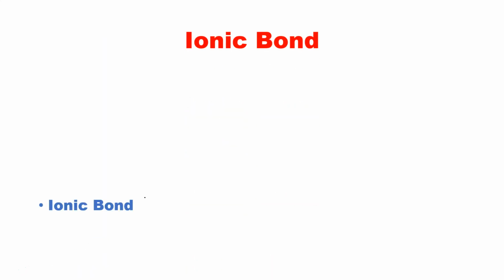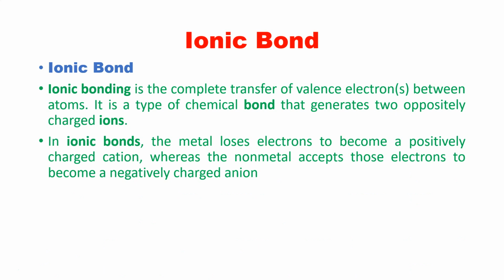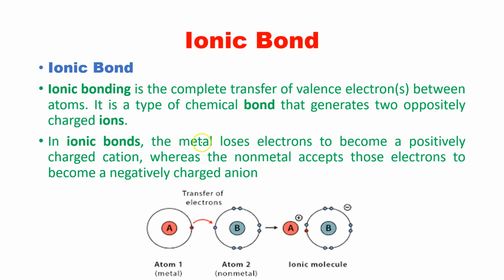Now the last bond, that is the ionic bond. An ionic bond is the complete transfer of valence electrons between 2 atoms. It is a type of chemical bond that generates 2 oppositely charged ions. In an ionic bond, the metal loses its electron to become a positively charged cation, whereas the non-metal accepts those electrons to become a negatively charged anion. See, this happens in that the metal will lose its electron towards the non-metal, and when it loses an electron, it becomes deficient, and the other becomes electron rich.